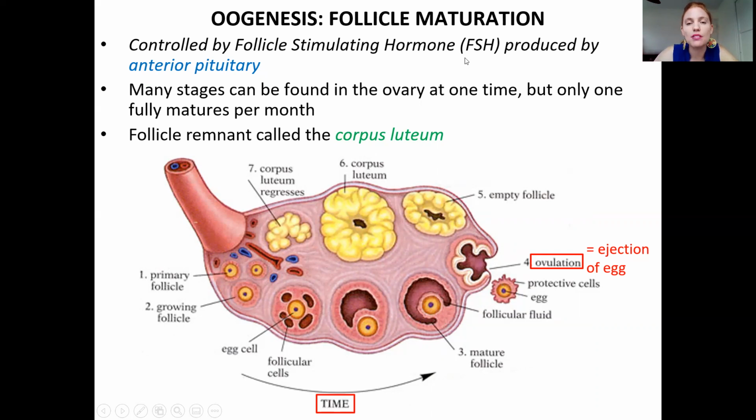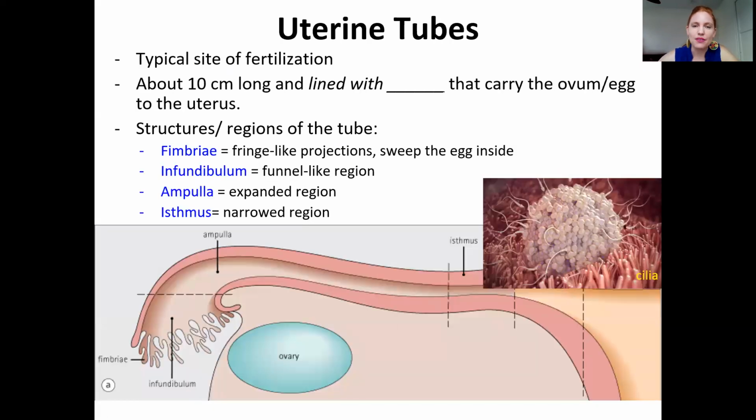And all of this happens under the control of the anterior pituitary. It produces a hormone called the follicle stimulating hormone. You'll learn more about that if you get into physiology. Okay, so at this point, we have our eggs ruptured and spit out from those ovaries.